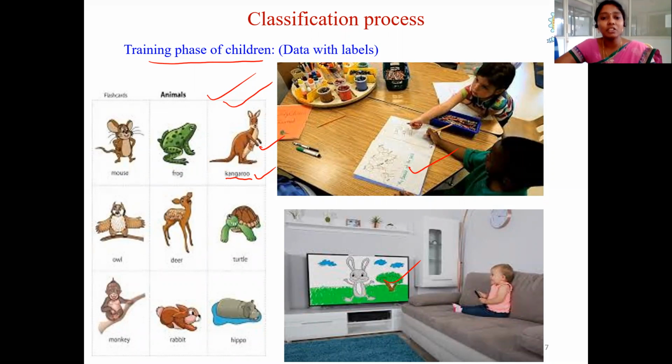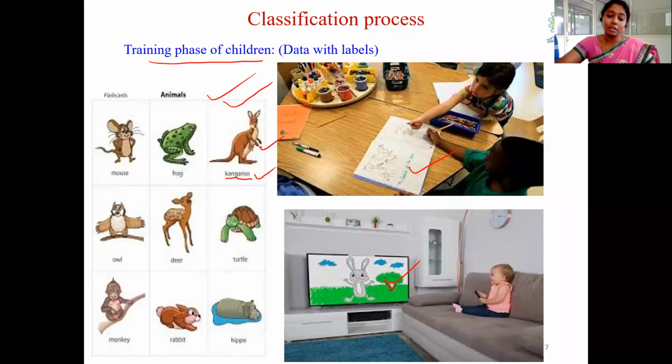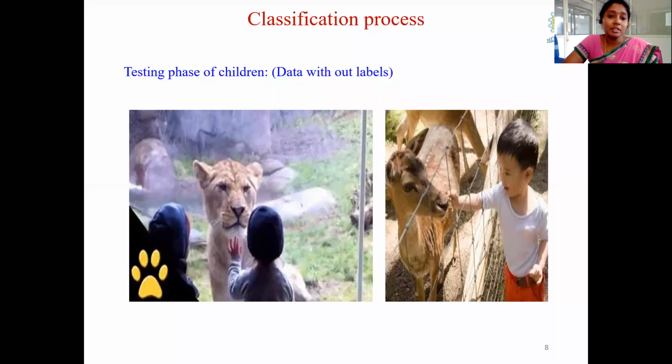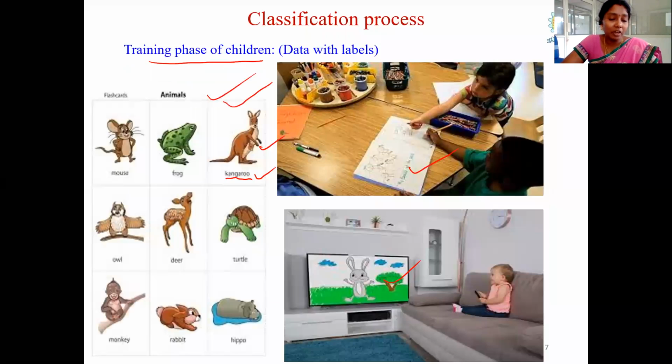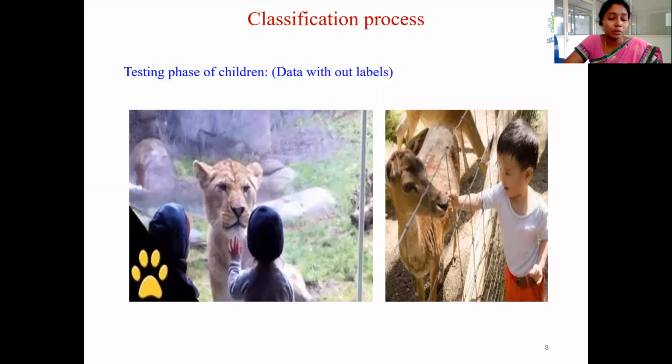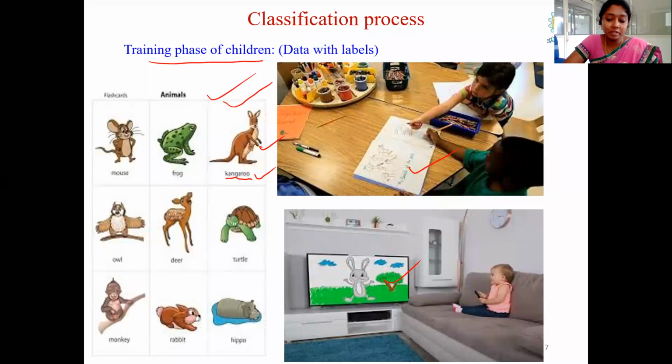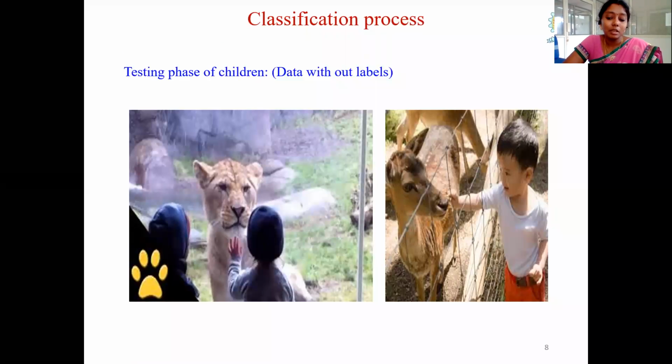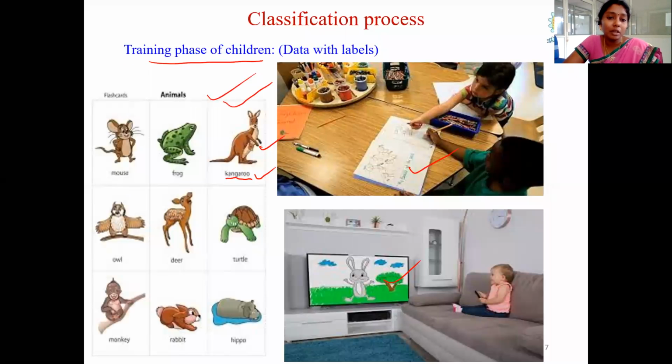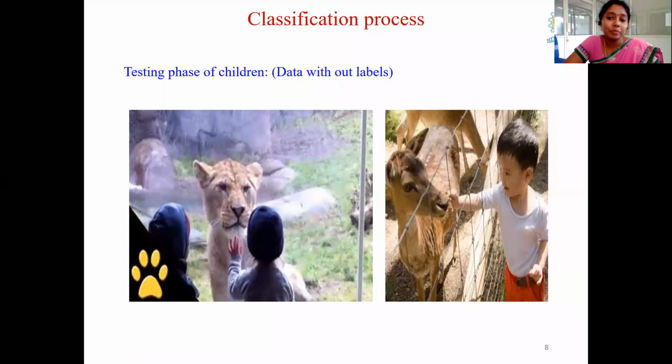After that, in the testing phase, the data used for training is completely different from the data used for testing. Here artificial images, whereas here real animals. So we are using some unlabeled data, which is not used in the training phase. In the testing phase, the classifier classifies the data. That means the classifier can label the data based on the training experience.